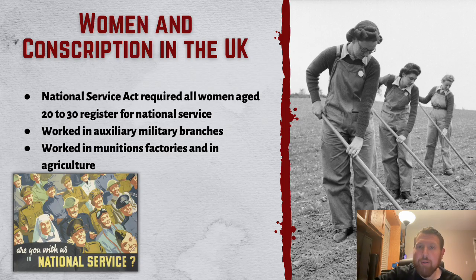The ATS, or Auxiliary Territorial Service, was the women's branch in the British Army. Women in the ATS served in roles such as clerks, cooks, telephone operators, and ammunition inspectors. Some were also involved in more combat-related roles, like anti-aircraft gun operation towards the end of the war.